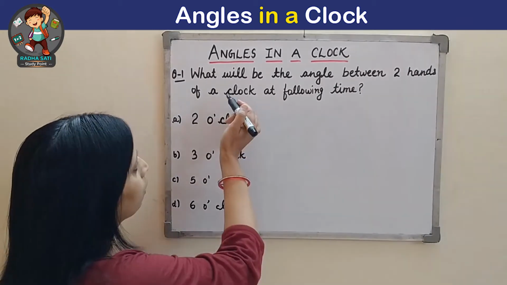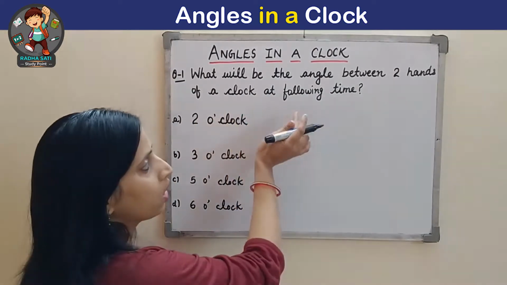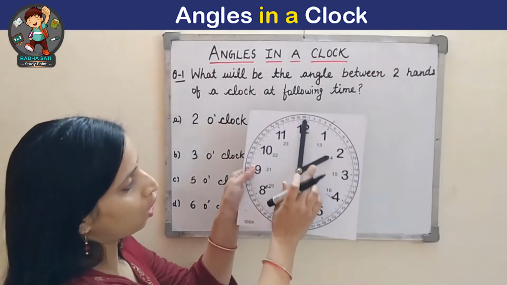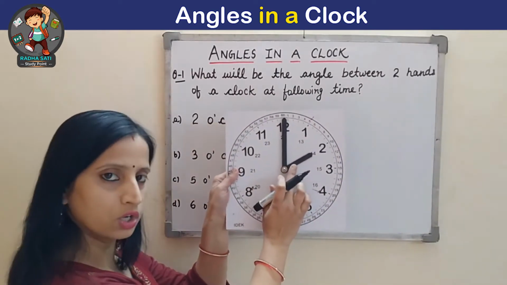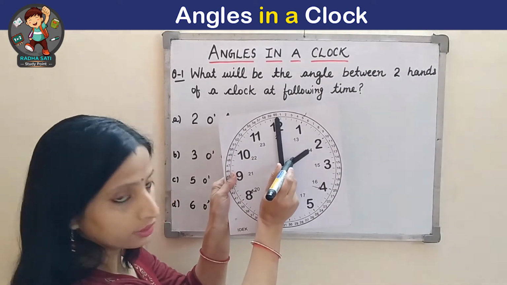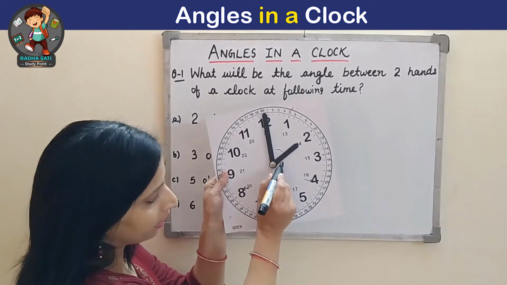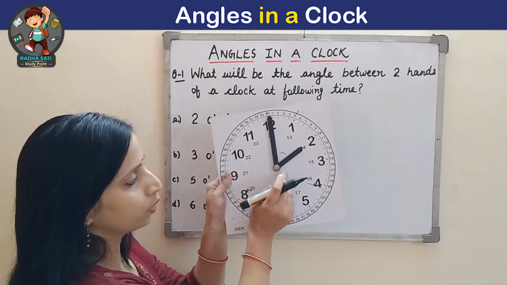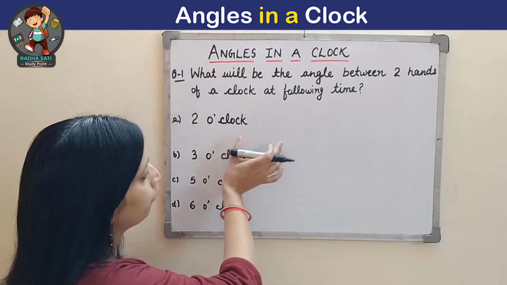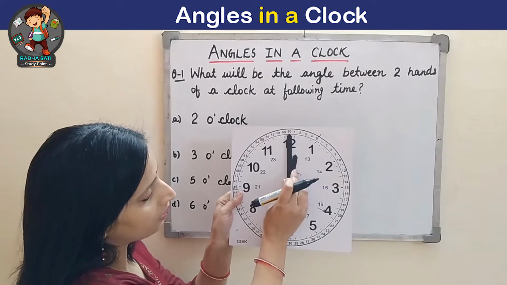For example, the question here is: what will be the angle between the two hands of a clock at the following given times? The time is 2 o'clock. You can see that one angle is getting formed, which is called the smaller angle, and another angle is this one, the bigger angle. Today we will talk about the smaller angle. Now before doing this question, one thing I want to explain to you is that this is our hour hand.